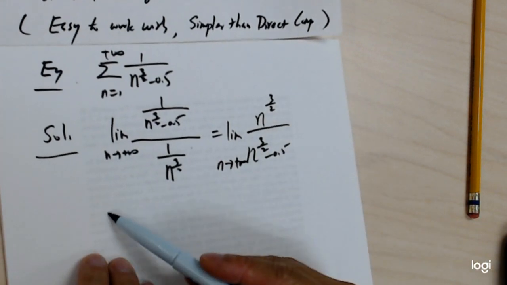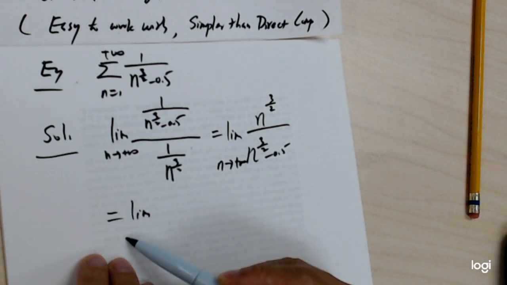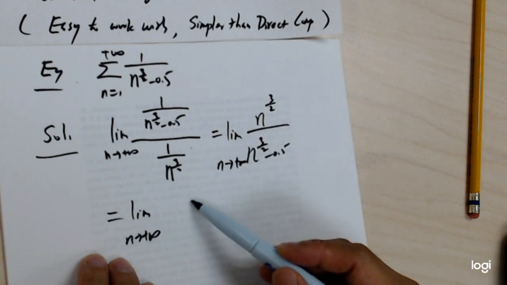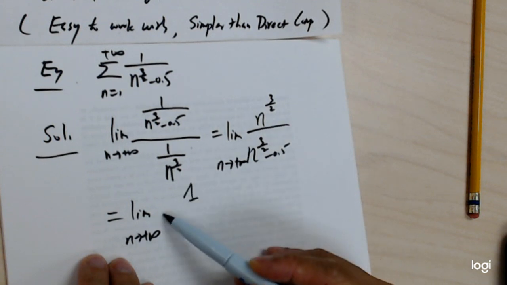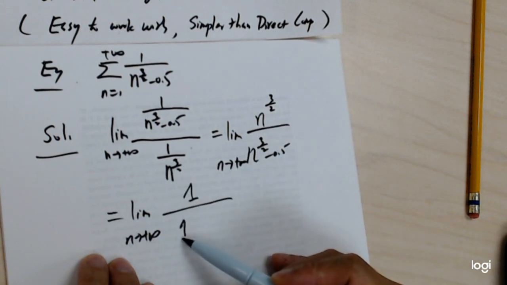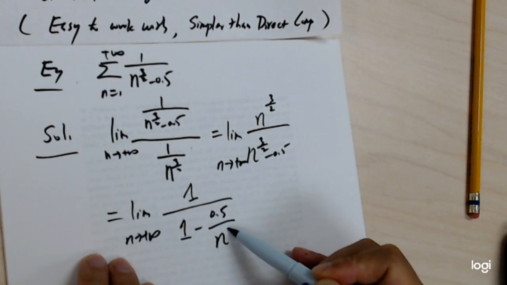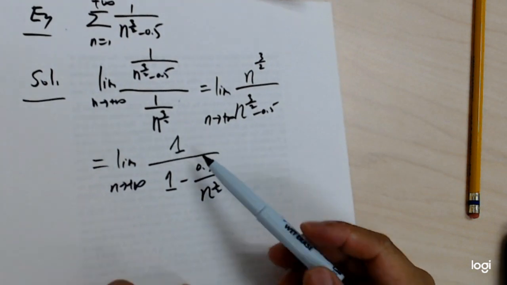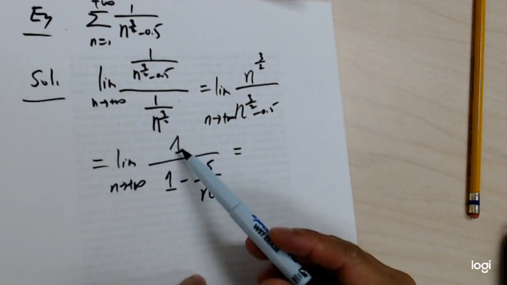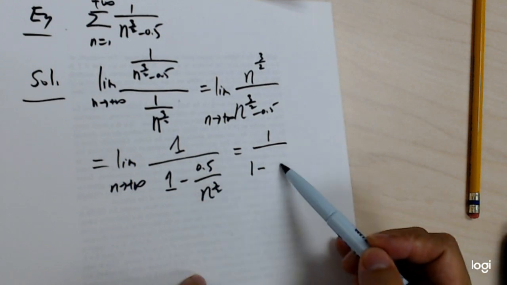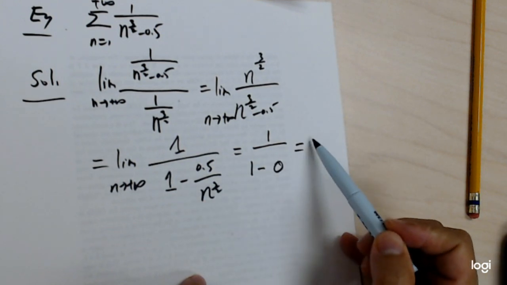Well, to rigorously calculate this limit, I divide the top and the bottom by n to the power 3 halves. I get a 1 on the top. I get another 1 here, followed by 0.5 over n to the power 3 halves. As we all know, constant 1 stays, constant 1 stays. And the limit of this is just 0. So that's how I know the limit of this ratio is 1.